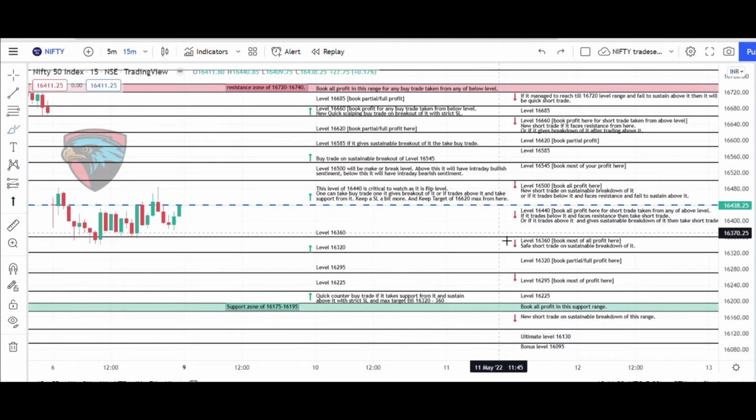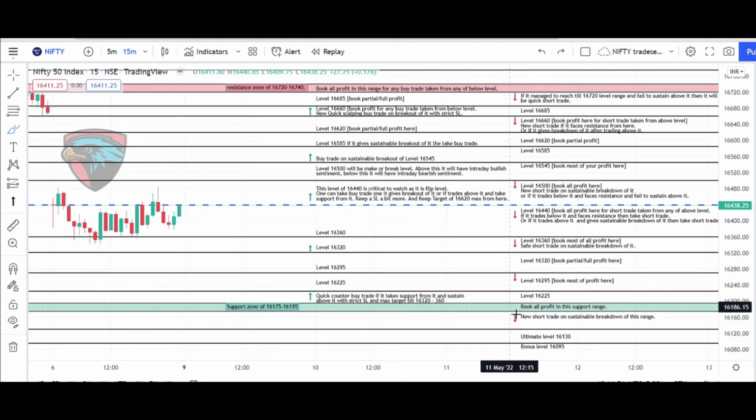So here we will book the profit, and if it is sustaining below this and giving the breakdown of 360, then we will again take the new PE trade, targeting first quick 320, then 295. Here we will book most of the profit, and we will keep the remaining position by trailing the stop loss from the high of this to here, and then we will aim for this target, and then we will aim for this range.